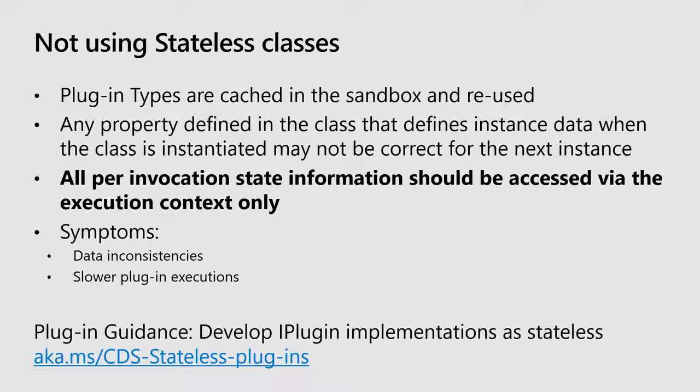The other common issue that we run into pretty frequently is, as I mentioned before, how the classes that contain your plugins are cached. We sometimes see people writing code where they will take in the execution context, they will generate an organization service, and then they'll cache it within their class as a property. And the problem with that is that that's taken from the very first instantiation, which includes the calling user and other information that was specific to that initial run.